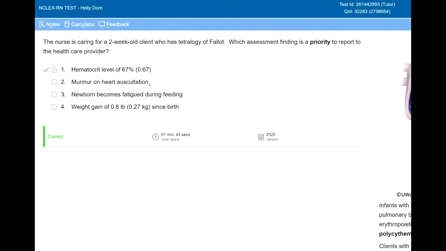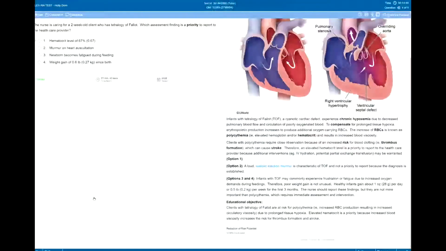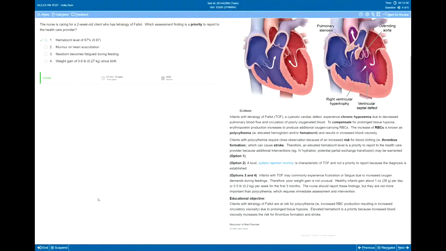Third, we have that the newborn becomes tired during feedings because of the extra effort that's required. We know that newborns with this condition have a harder time meeting the oxygen demand due to the ineffective perfusion, so they just get tired. And number 4, they have gained less weight than expected since birth, again related to the fact that they are just tired and not eating like you would expect. So I'm going to go back over here and look at our items.